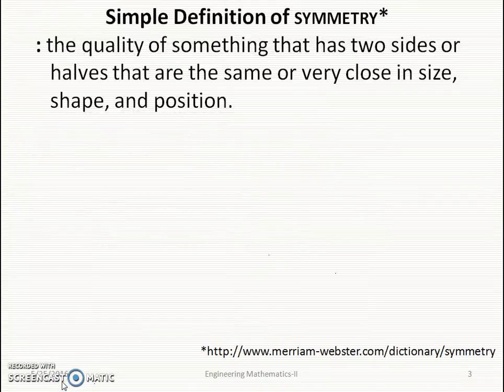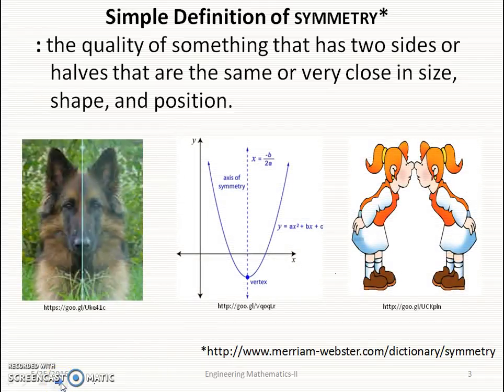So let us consider the definition of symmetry. Here we consider a very simple definition of symmetry. Symmetry means the quality of something that has two sides or halves. Halves means two separate parts. Two sides or halves that are the same or very close in size, shape and position. So to understand this, consider these examples.